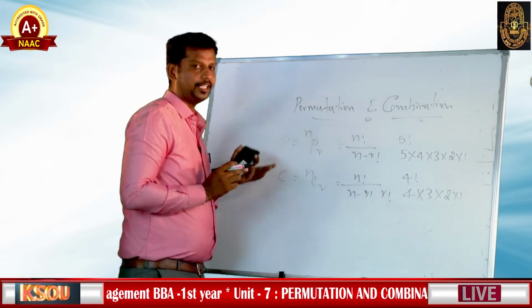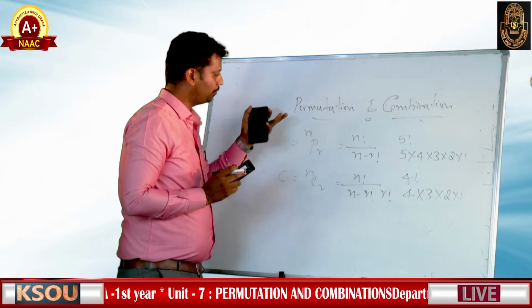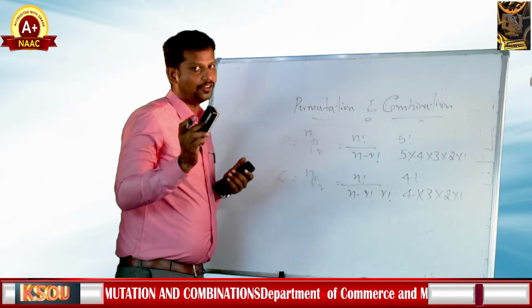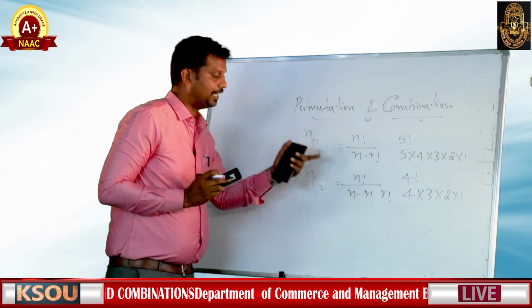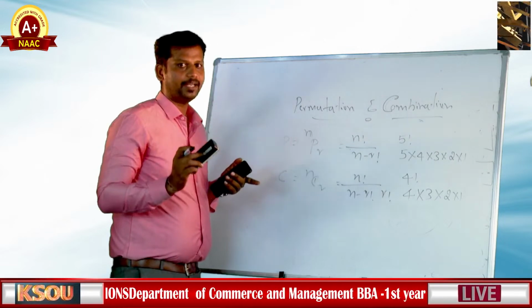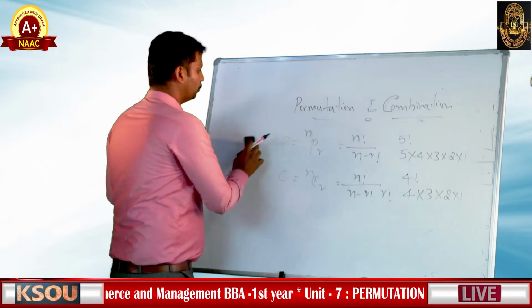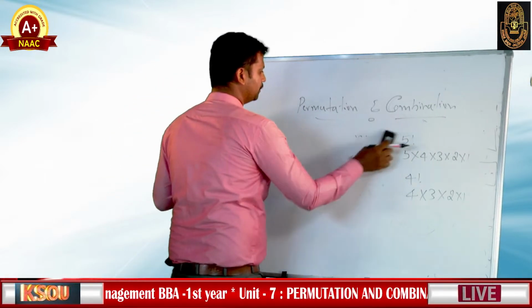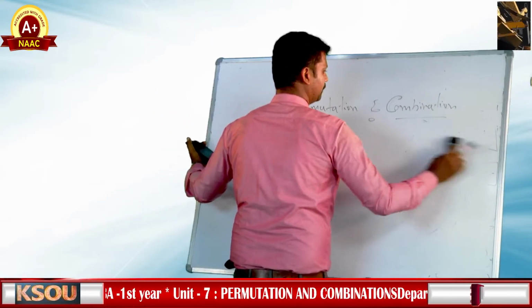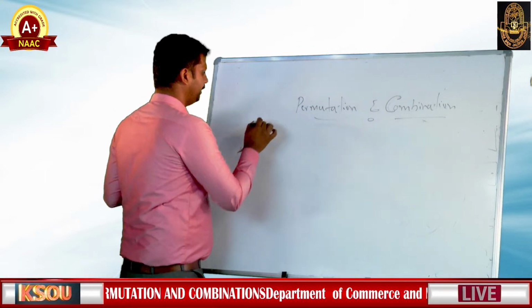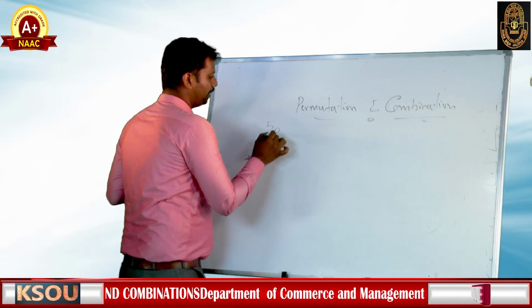So this is the formula to calculate the permutation. The permutations formula: n factorial divided by n minus r factorial. For the combination, n factorial divided by n minus r factorial into r factorial. Okay, let's go to the problems. In your questions there are finding nPr.